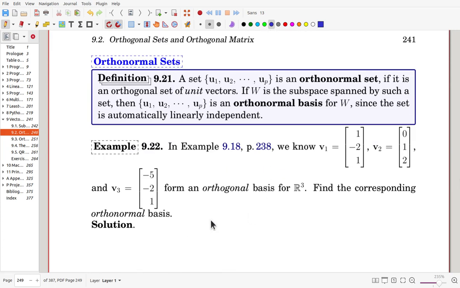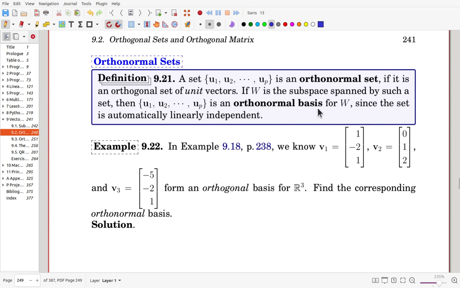Now, orthonormal sets. A set U1 to UP is an orthonormal set if it is orthogonal and has unique vectors, all vectors have length 1, and they are orthogonal. Then it is called an orthonormal set. If W is a subspace spanned by such a set, then the set is an orthonormal basis for W.